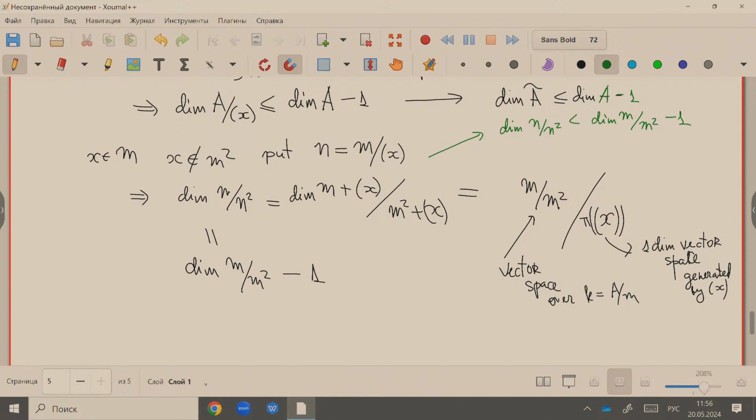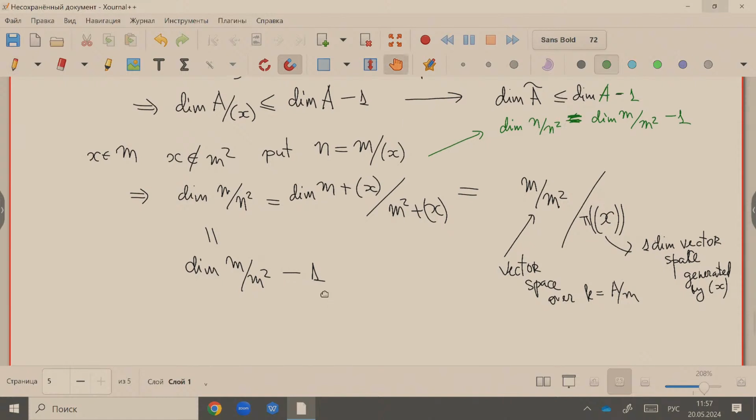So upstairs you have the equality, and upstairs it has a smaller dimension. So you see, by induction, yes.